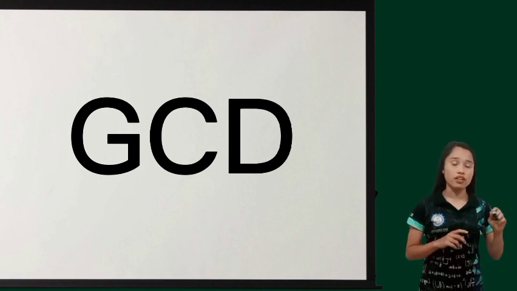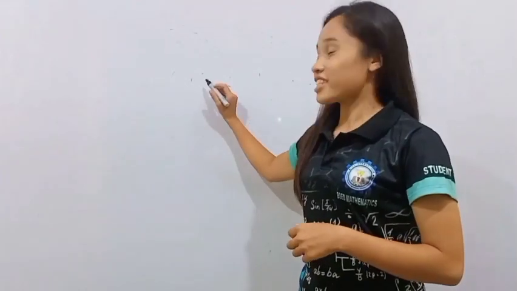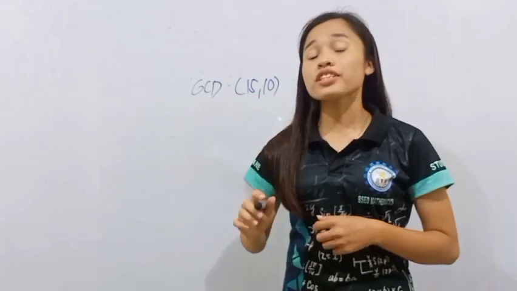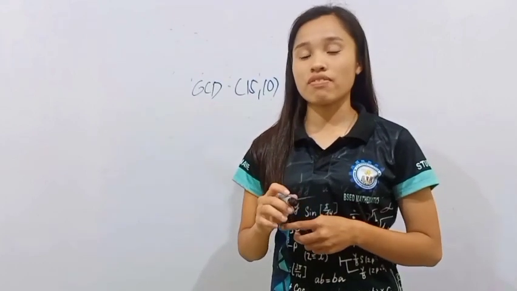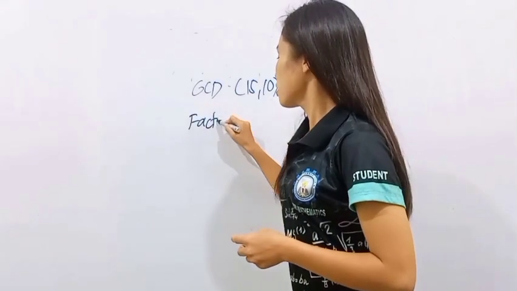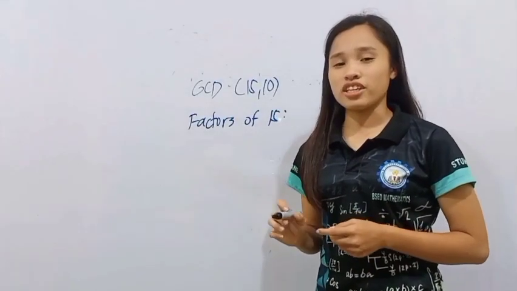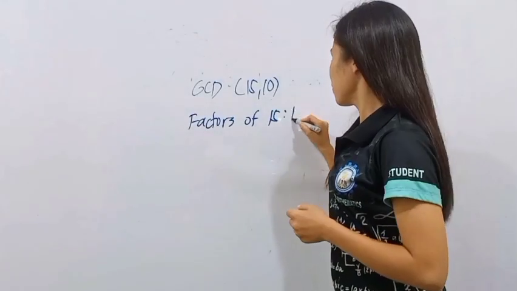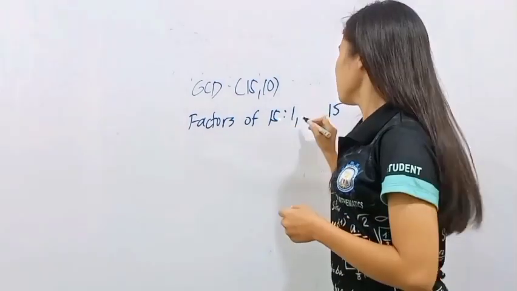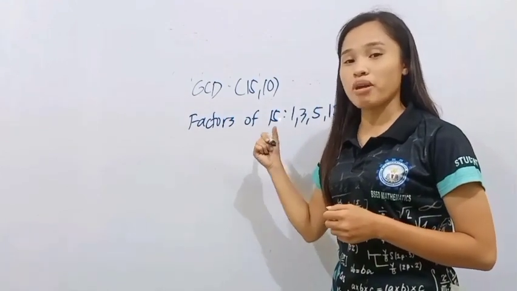So, I have here an example on how to find the GCD using the listing method. The GCD of 15 and 10. The first step to do is to list all the factors of the two given numbers. So, let's get the factors of 15. We have 1 and 15, and also 3 and 5. These are the factors that result in 15 without remainders.